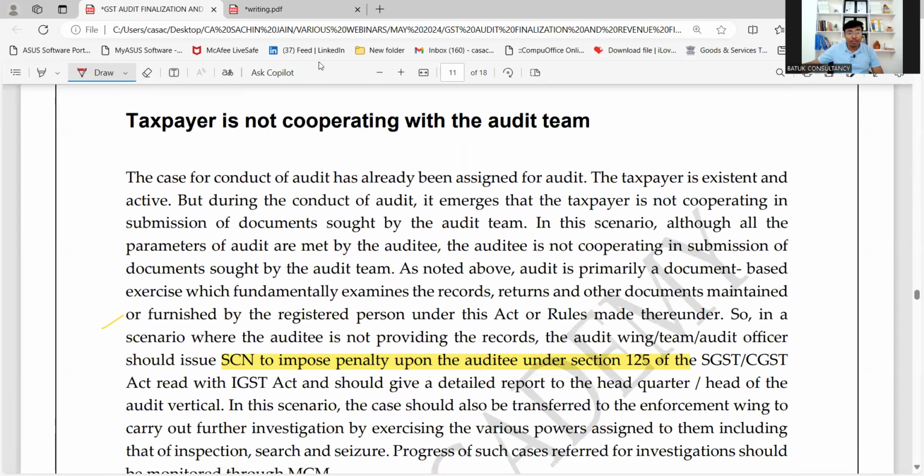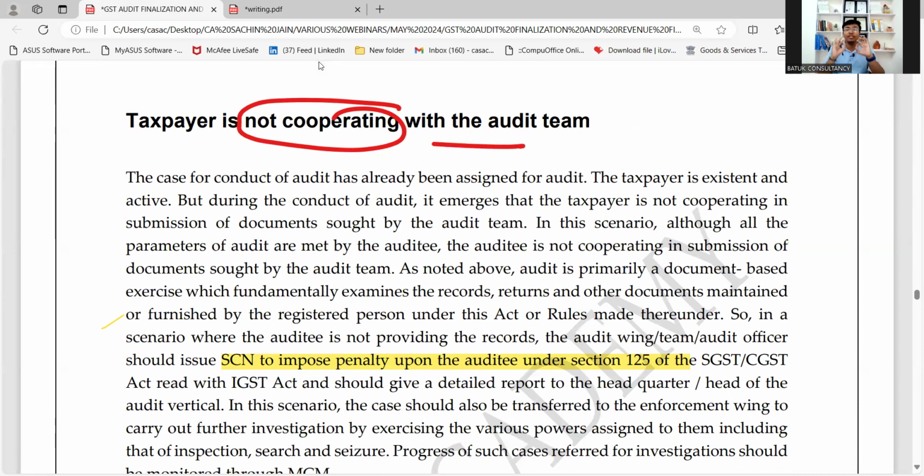If the taxpayer is not cooperating with the audit team, in that case we just need to issue the show cause notice to the taxpayer that whatever documents we required you are not going to provide the same, hence we are going to impose the penalty under section number 125 of CGST Act. Also we need to issue the show cause notice और जैसे ही आप show cause notice issue करोगे definitely that particular person आपको support करने लग जाएगा. That thing we can do.